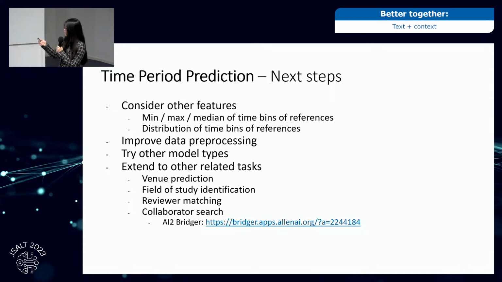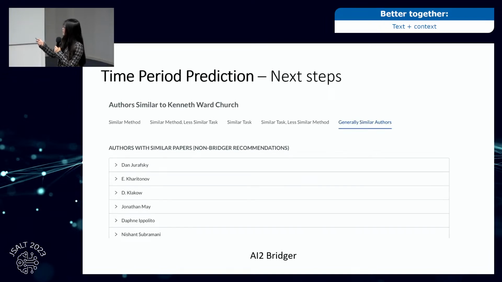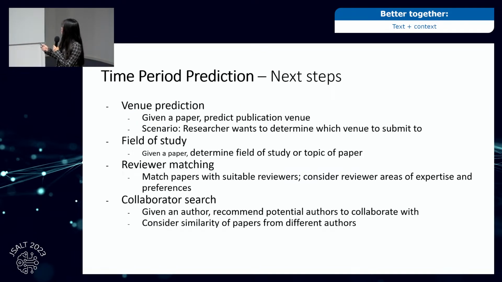So recently, AI2 released Bridger, which basically, given an author, can suggest other authors that are similar based on task and/or method. And some description of the other tasks.